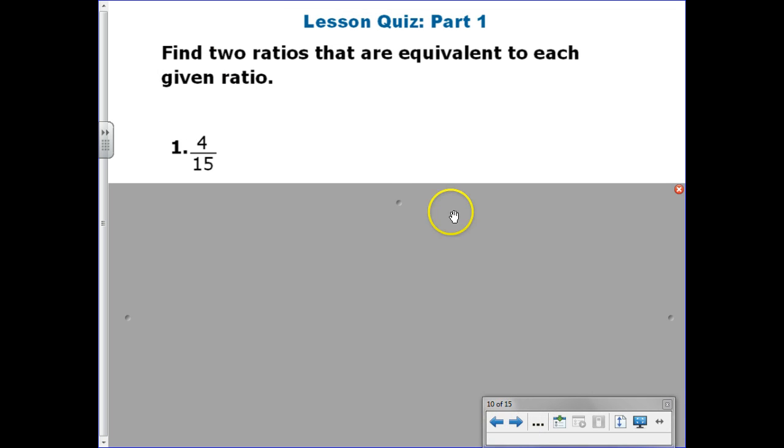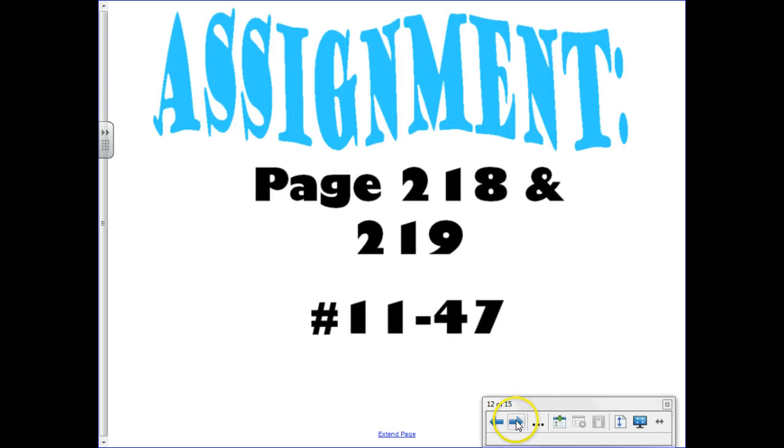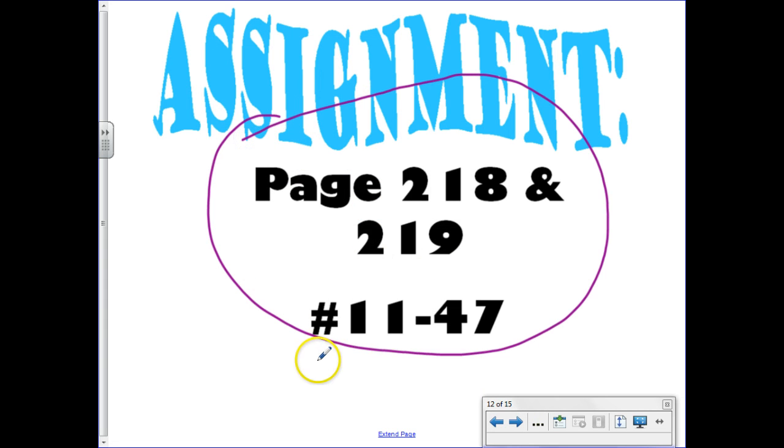Okay? All right, what I'm going to do now is stop right here, and I want to get you going into your assignment for today. Okay? It's going to be in the textbook. So grab the textbook that's underneath your desk, open up to pages 218, 219, and I want you to do these problems 11 through 47.